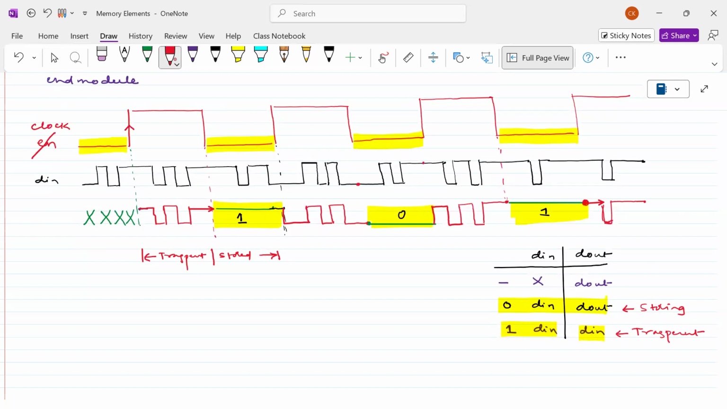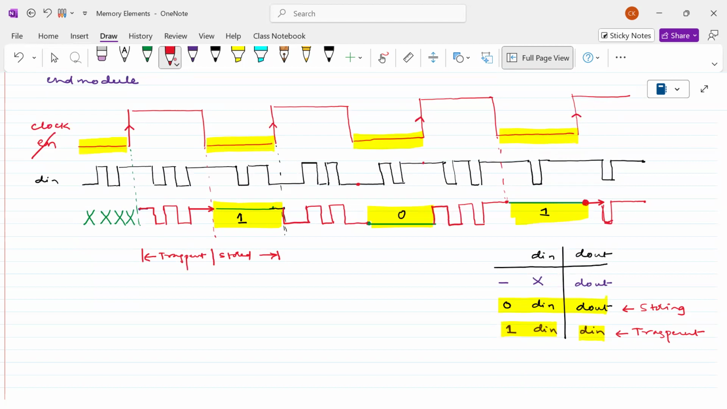This is a positive edge. This is another positive edge, and another, and another. Actually, the clock is nothing but the enable signal only. Just for identification purposes, we write this is the positive edge, this is the negative edge, because we want to transfer the data based on the edge, not on the level. The transparency occurs at the edges of the clock signal or enable signal.